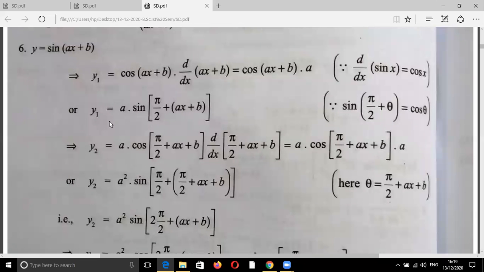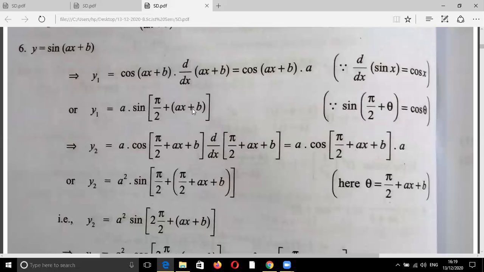Now differentiate y1. If you differentiate y1, you get y2. And here also a is a constant, you are writing a as it is. And sine, if you differentiate, you will get cos, whatever the angle may be. The same angle you are writing. The inner derivative with respect to x: pi by 2 is a constant, if you differentiate, you will get 0. And ax, if you differentiate, you will get a into 1, that is a. And plus b means plus 0. That means the inner derivative is a here, and here already one a is there. Here a into cos of pi by 2 plus ax plus b into a you are getting. Here this a into this a will give a square into sine of, again this you have to rewrite.